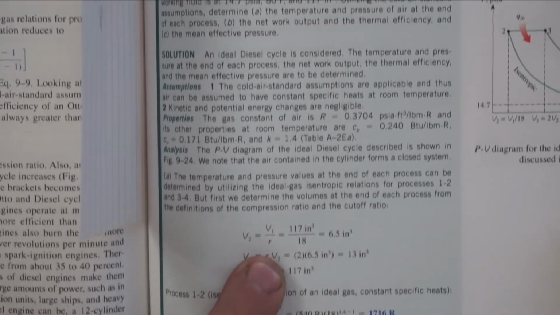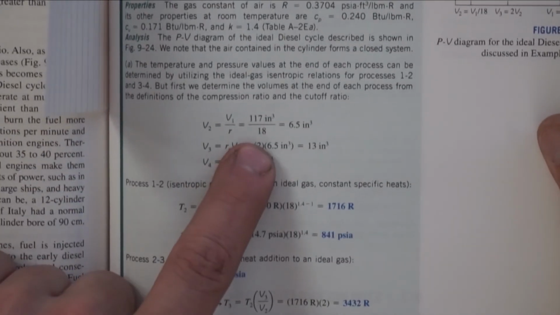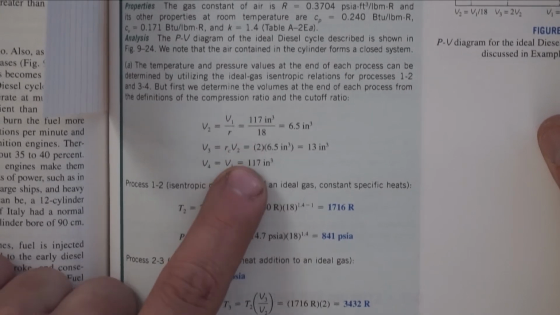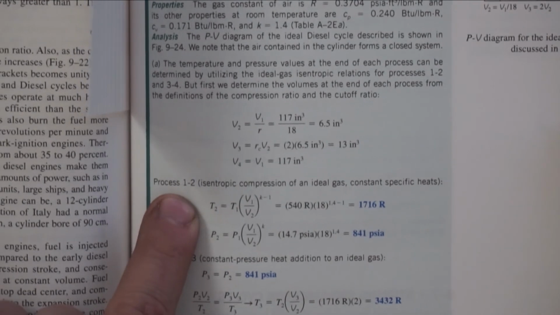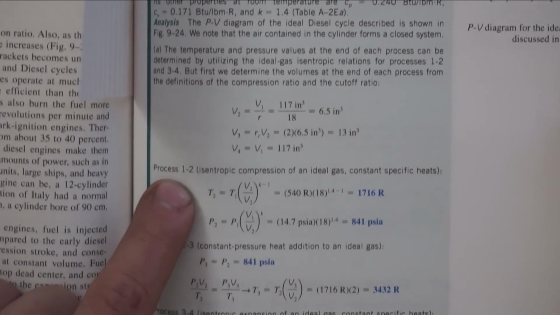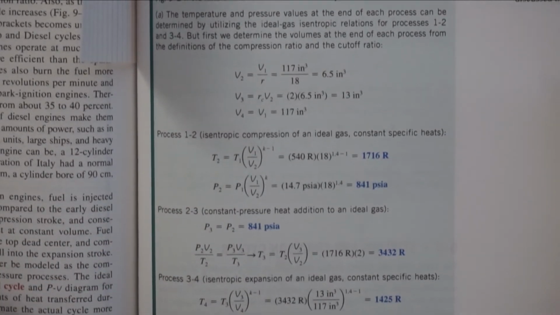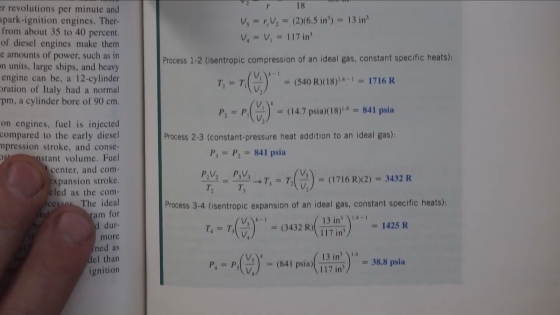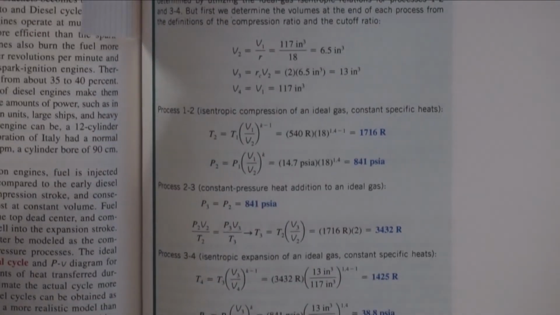It already tells you what all this stuff is right up here to get this step, and then this step, and then this step. That's the first thing you solve. Then you go into process 1 to 2, and this one is on the ideal diesel cycle. If you look down through here, all of this stuff is stuff we just went over. The only thing you've got to have is the volume, which is given in the step prior to that, and you can solve the whole thing.